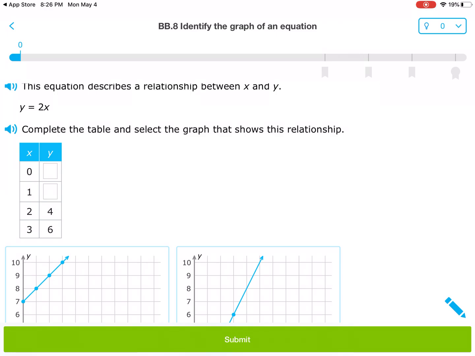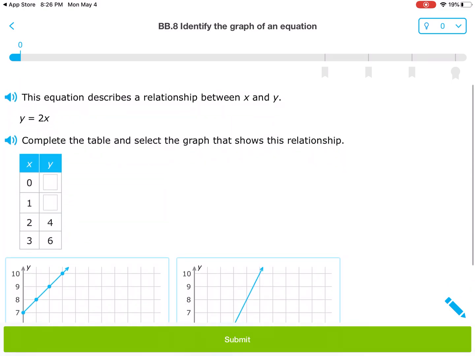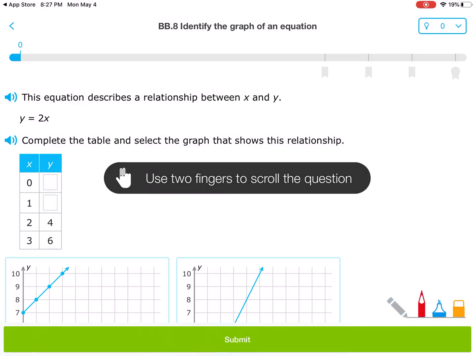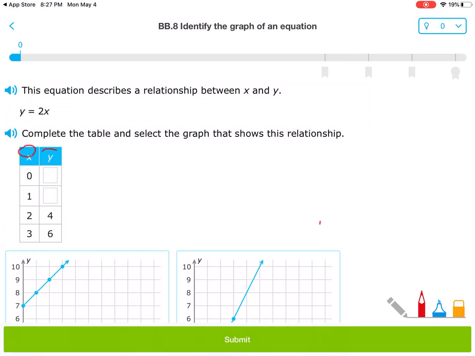All right, so today we are going to be combining equations with tables and with graphs. So there's three different components. First, it says this equation describes a relationship between x and y. The equation that we have is y equals 2 times x. Complete the table and select the graph that shows this relationship. All right, so if we start off, we look at our table, we have our x values, we have our y values. Our equation is y equals 2 times x, meaning that we are substituting in for x to get our y value.